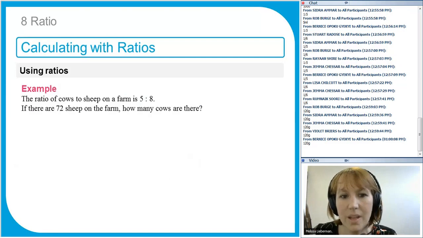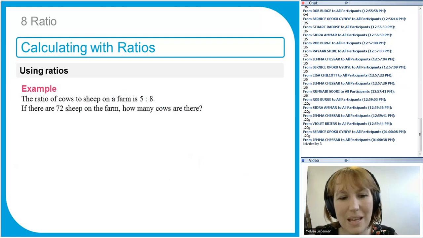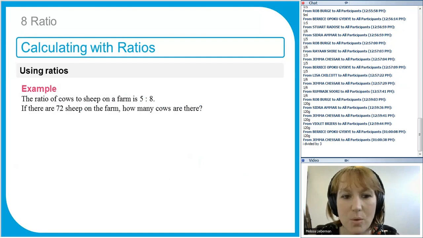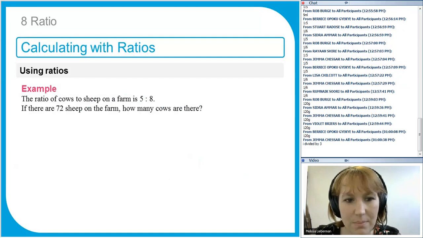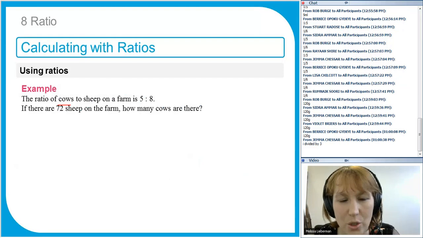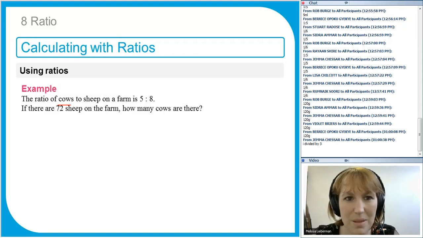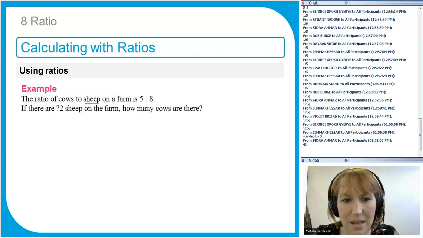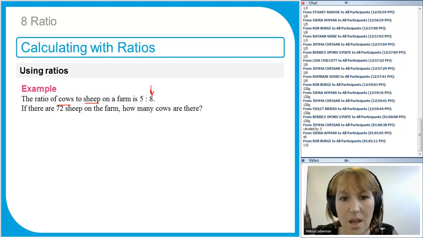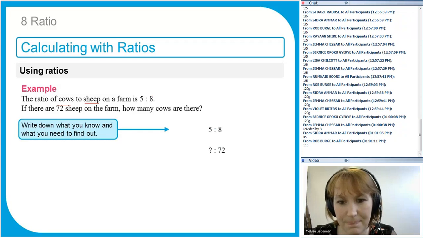Here's another question. So now we've got the ratio of cows to sheep on a farm is 5 to 8. So what that means is that for every 5 cows, there are 8 sheep. If there are 72 sheep on the farm, how many cows are there? So it's a very similar problem to the one that we just looked at, except there's no units involved, so maybe that makes it a little bit easier, I don't know. But be very careful, because the number that we're given here is the sheep, which is the second number there. So I think that's probably the hardest thing about this, is to make sure that you're looking at the right numbers. So start by writing down 5 to 8, and underneath put the 72 in the right place.